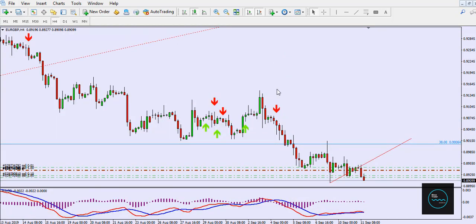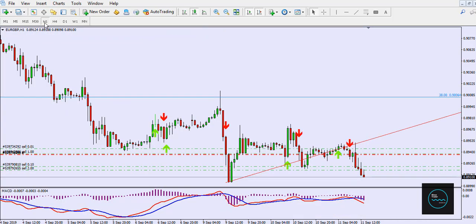Okay, so this is the 4-hour chart. At the time I came here, price was somewhere in this region, so I went lower. Let's go to the 1-hour chart and see. Okay, so I believe the market was somewhere in this region when I came to this chart, and I decided to look for an entry point.